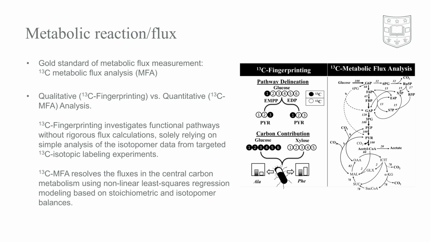The gold standard for measuring metabolic flux is 13C metabolic flux analysis. This technique provides precise insights into the flow of metabolites through cellular pathways by leveraging isotopic labeling. There are two approaches to 13C based studies: qualitative 13C fingerprinting and quantitative 13C metabolic flux analysis. 13C fingerprinting is used to investigate functional pathways without performing detailed flux calculations. It relies on analyzing isotopomer data from targeted 13C labeling experiments, offering a simpler, less computationally intensive method.